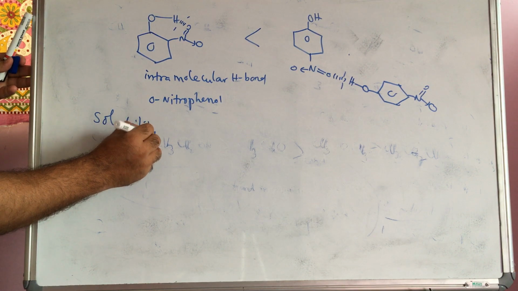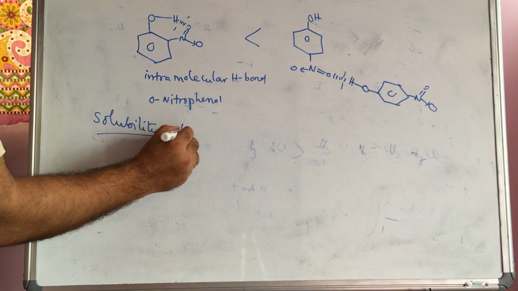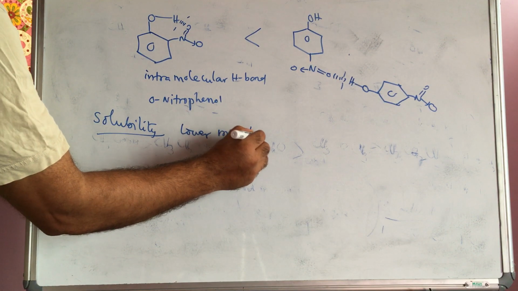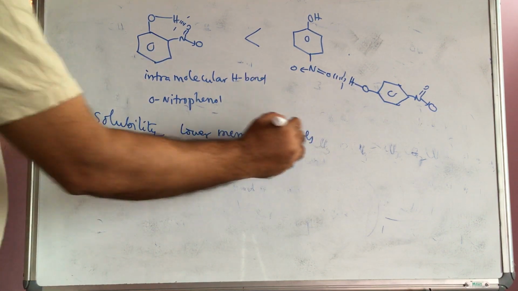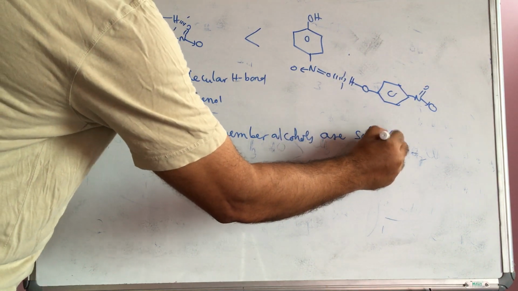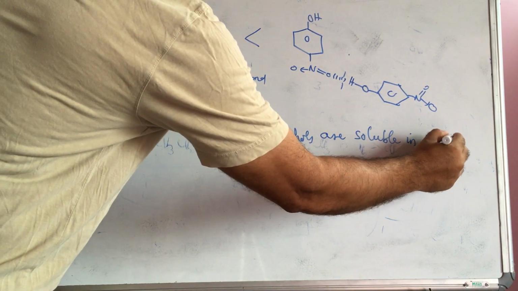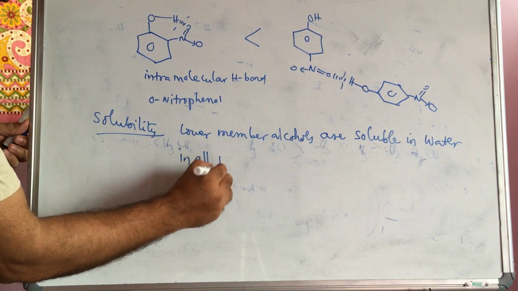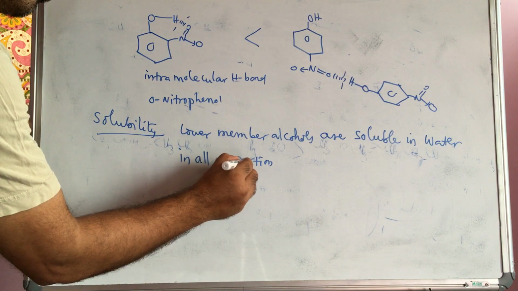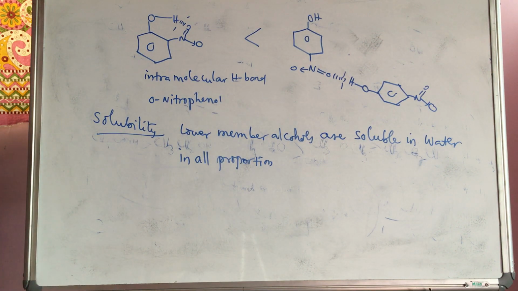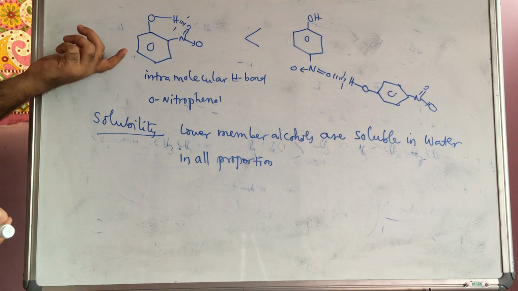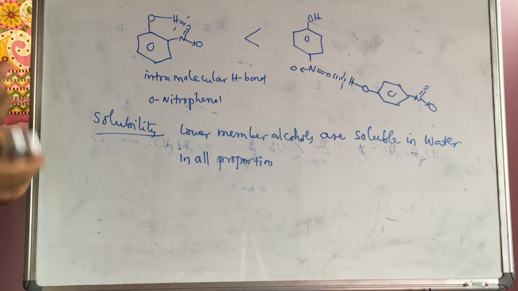Next one, solubility. Generally, lower member alcohols are soluble in water in all proportions. For higher member alcohols, as the carbon chain increases, the hydrophobic part, that is the alkyl group, increases and solubility decreases. Similarly, when the benzene ring increases, solubility decreases.